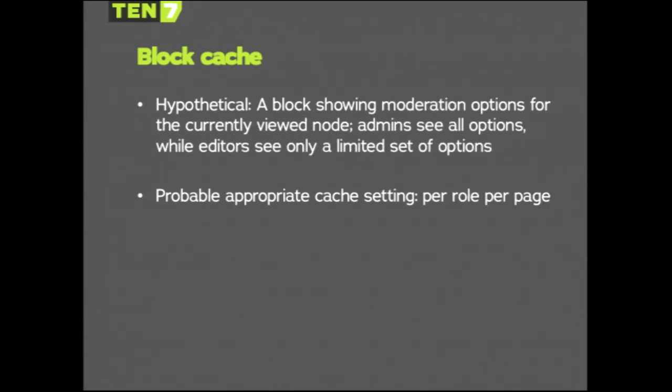If I've got a block that shows moderation options for the current node, where different roles are able to see different options, then you're going to have to use one of those combination cache settings, per role per page in this case. Per role because different roles see different options, and per page because the links to the administrative options for that node are going to change depending on what node you're viewing.